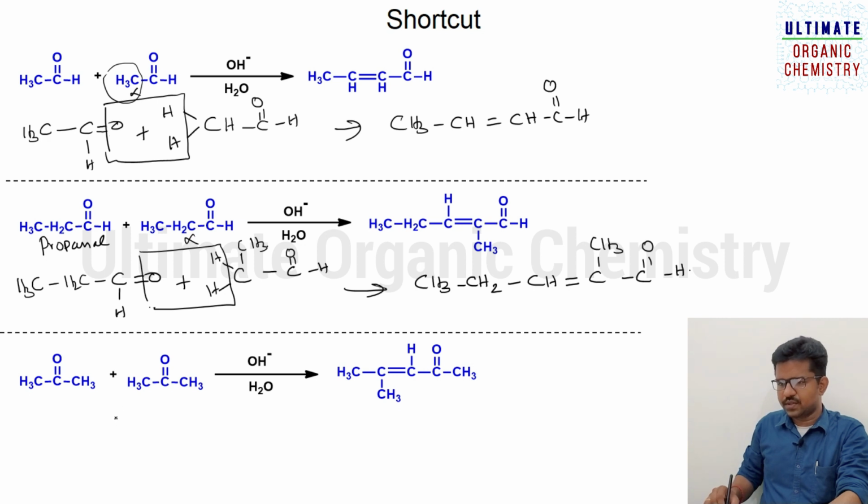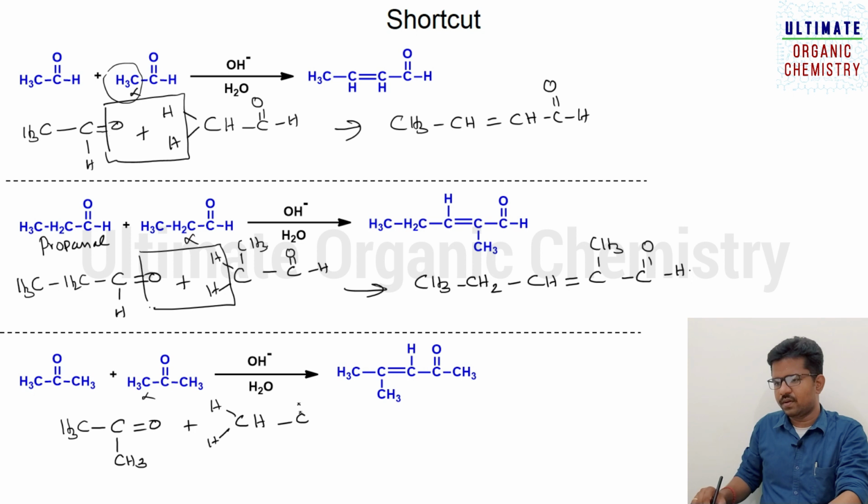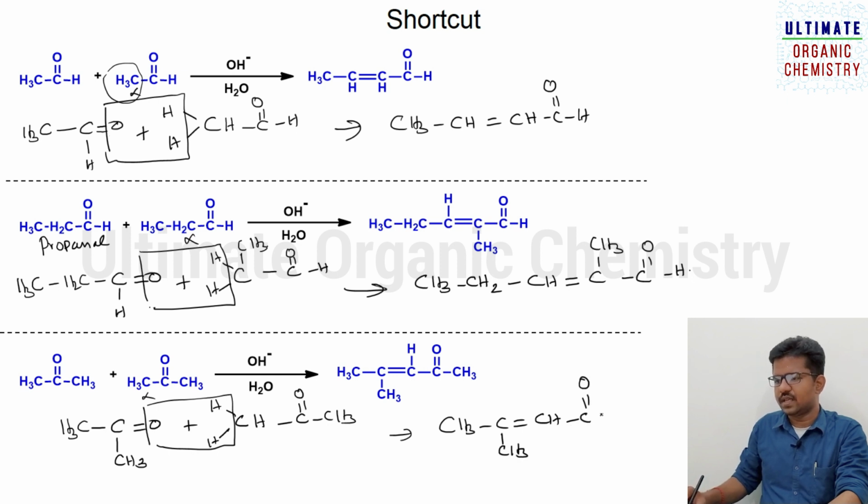Let us draw as usual. You have 1 C double bond O. You need to write it as a straight line. So this is the alpha hydrogen. In this case you need only 2 hydrogens. Just draw only 2 hydrogens. The other hydrogen you just keep here, and the remaining part you draw as such. So overall the water molecule is removed. You will get CH3, C double bond CH. Here you have CH3. Here you have C double bond O CH3. This is the overall process. So this is about the shortcut of the aldol condensation process.